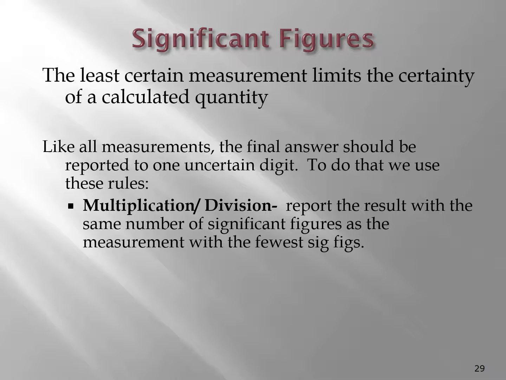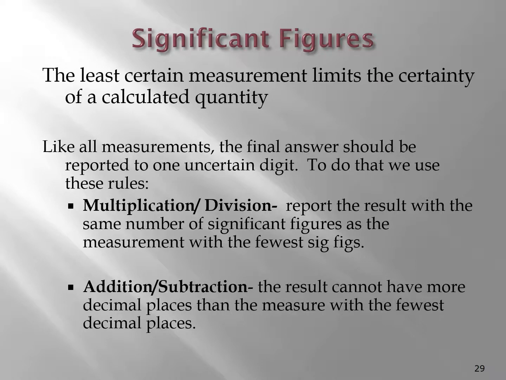Now, when you do addition or subtraction, it's a little bit more confusing maybe. You can't have more decimal places than the measurement with the fewest decimal places. So, for example, if you're adding numbers together and you measure one to 2 decimal places and then everything else to 1 decimal place, well, your answer should only have 1 decimal place, the least number of decimal places. I think I have some examples on the next slide.